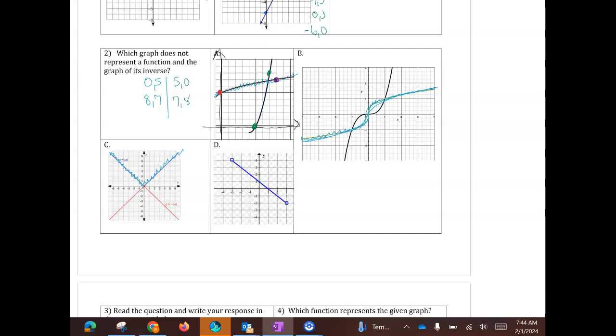So if we go to B, again, I'm going to do the same idea. I'm going to locate a couple of points. So if I go on that squiggly line right now, let's see, points that I know for certain. So I've got 0, 0. I'm going to write this right here. This point and this point. So I know I have 0, 0. I've got a 1 and negative 1. I've got a 1 and a positive 1.